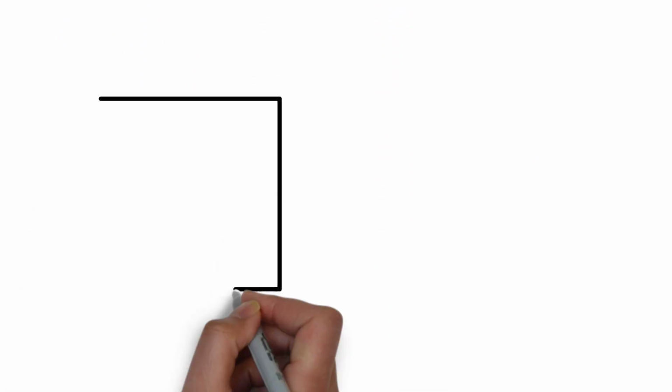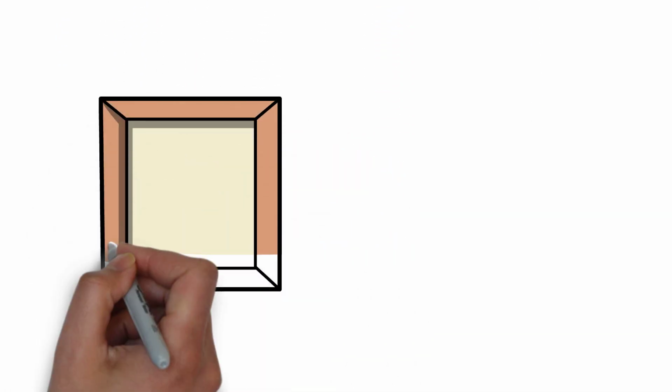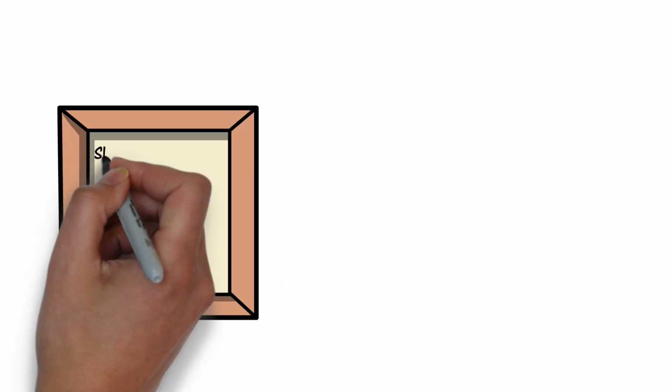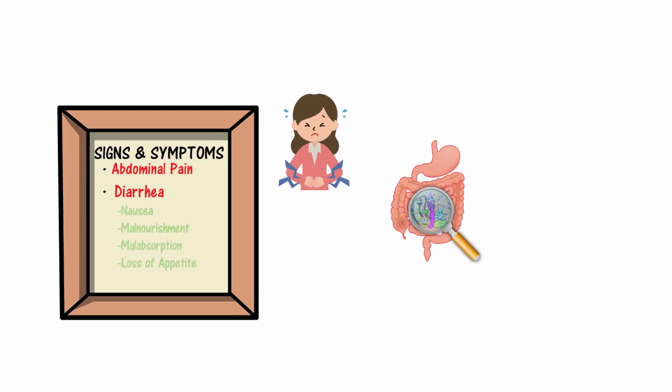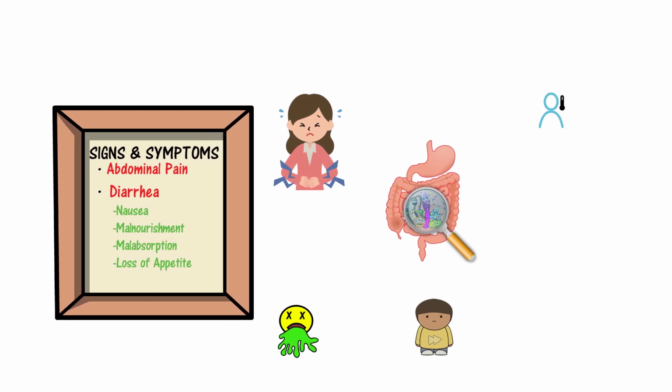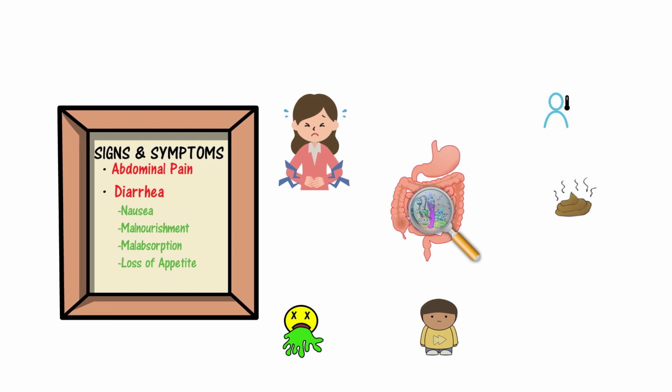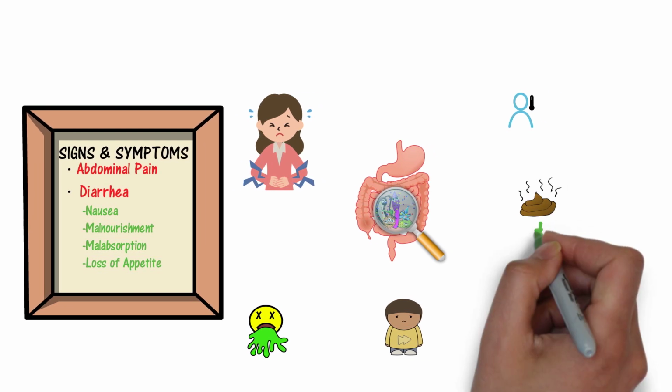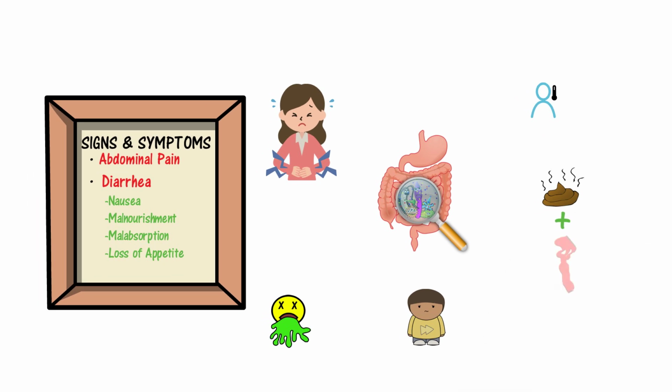So now, clinical manifestation of the syndrome. Look at the signs and symptoms. Patient might complain of severe abdominal pain, diarrhea, along with that, nausea, malabsorption, malnourishment, and loss of appetite. And sometimes the patient might complain of having blood in stool or dark stool. So these are the typical clinical manifestations by which the patient might come to the clinic.